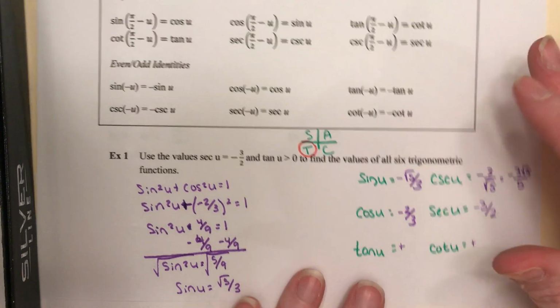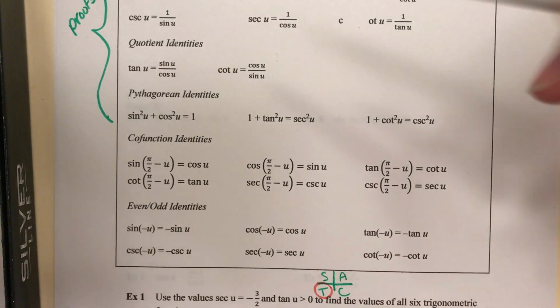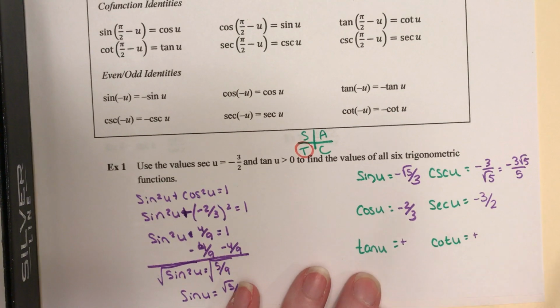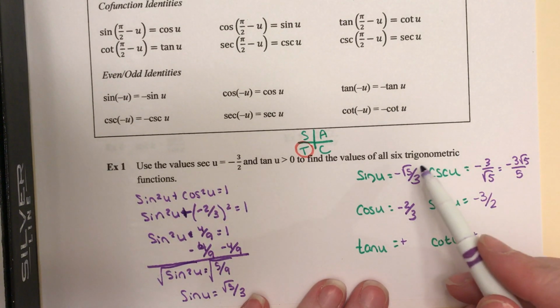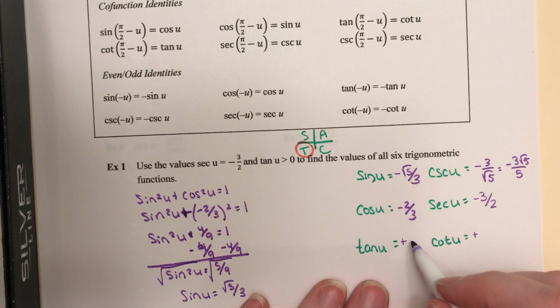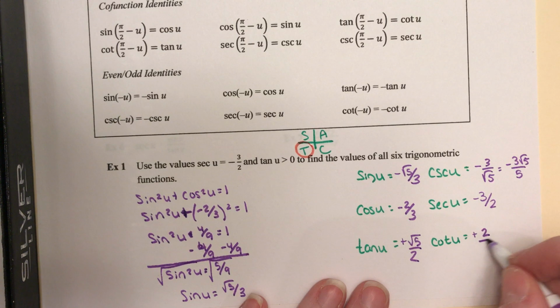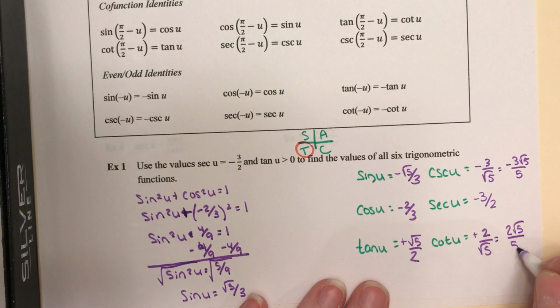And tangent, I can use my quotient identities. Tangent is sine over cosine. So sine over cosine, the 3's would cancel. That would be positive root 5 over 2. And cotangent, I would flip that, 2 over root 5, and we can write that as 2 root 5 over 5.